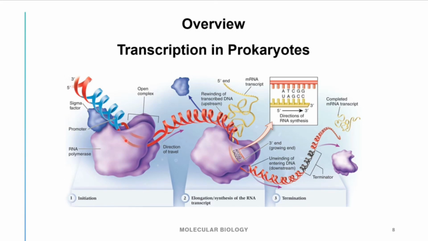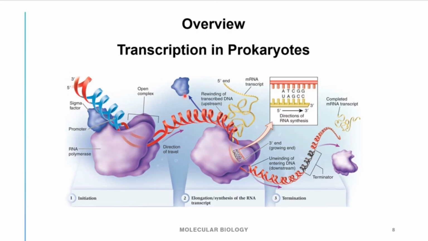RNA polymerase is going to glide along the DNA, and in the process read the template strand of the DNA. And as it glides along, it will unwind the DNA as it travels. As you can see in step 2, elongation or synthesis of the RNA transcript, we have this golden piece of mRNA transcript that is going to come out of the RNA polymerase. That is synthesized by the RNA polymerase by base pairing.